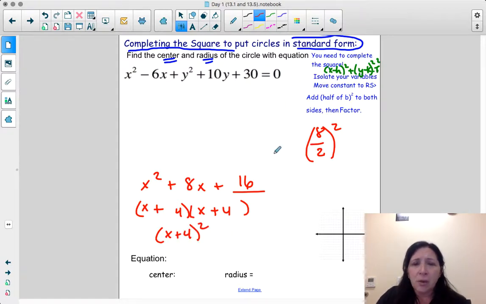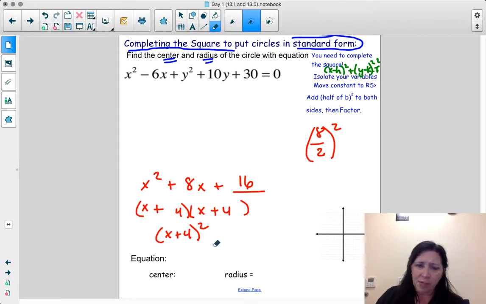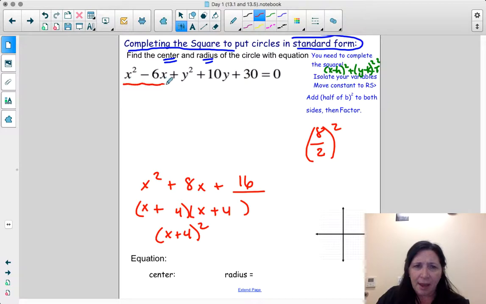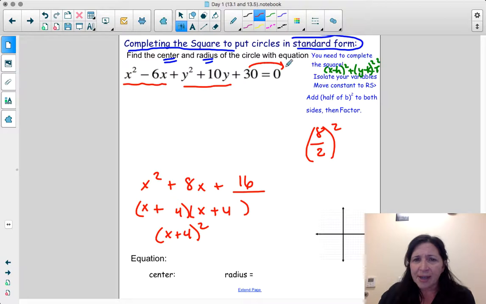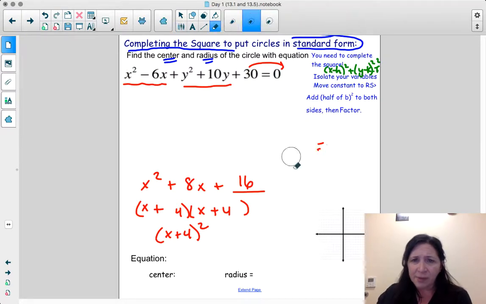Okay, so now what we have to do is take this information here and apply it to up here. Because if you notice, not only do I have the x squared and the x, which means I need to complete that, but I have a y squared and a y, which I need to complete as well. And in addition to that, I need to move the 30 over to the other side so I can complete those squares. Okay, so let me erase this stuff and get to the problem. So we're done with the review.